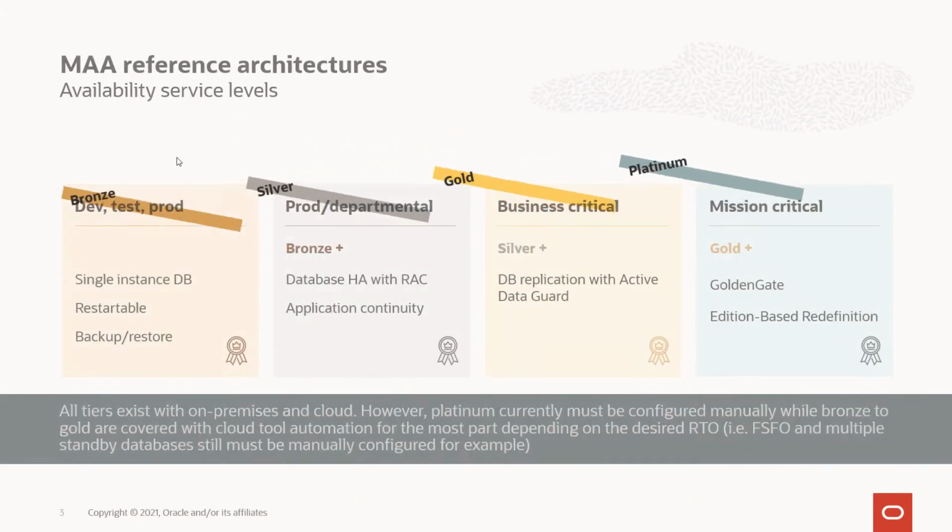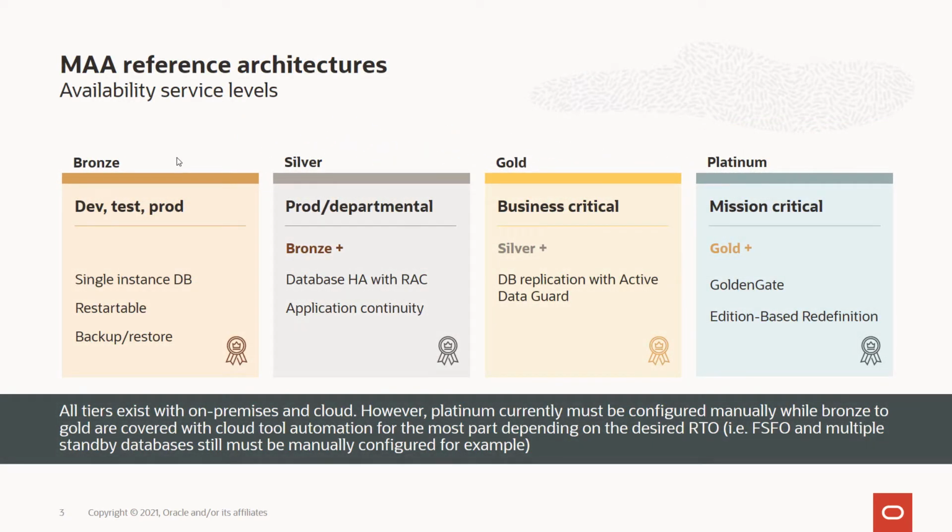The bronze one has the best practices for single instance databases, where we have a basic protection given by different Enterprise Edition features, for example, Flashback or backup and restore with RMAN. And with Oracle Restart, we provide protection against failure by automatically restarting the database.